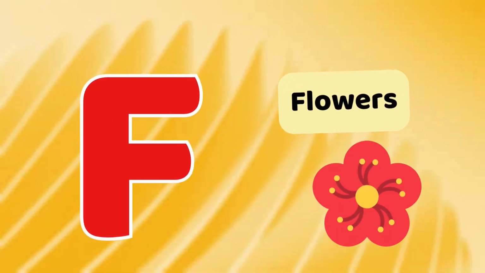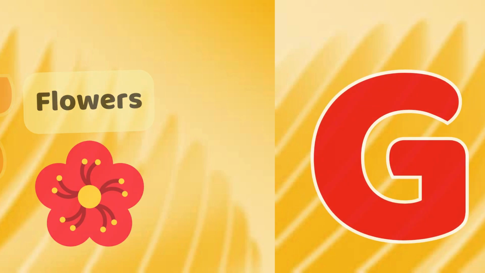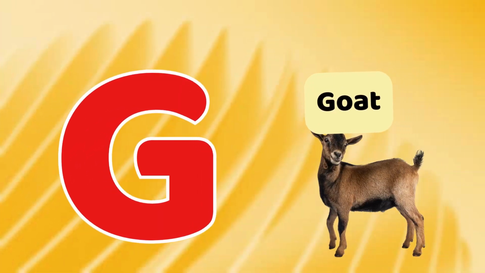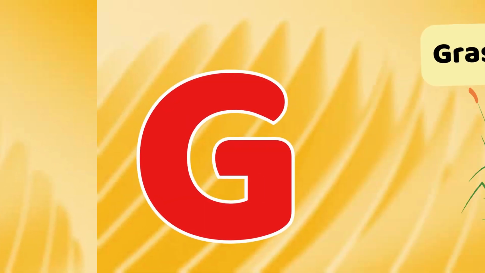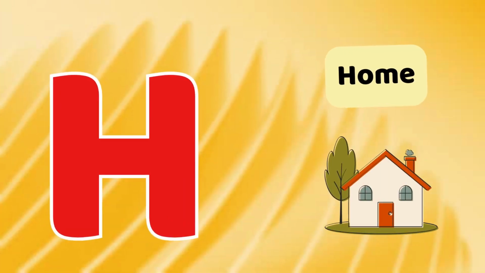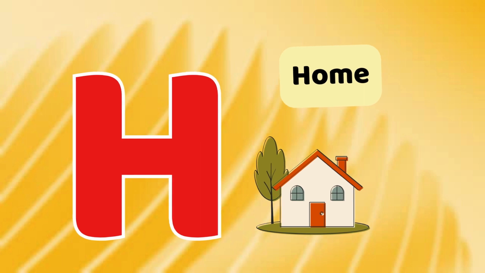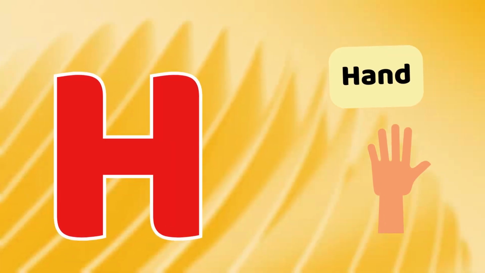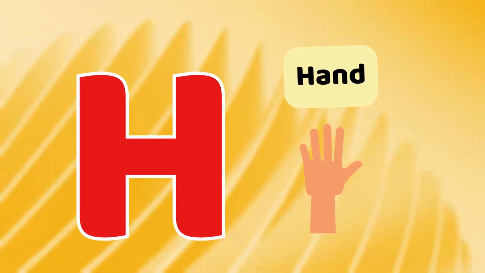F is for flower, f, f, flower. G is for goat, g, g, goat. G is for grass, g, g, grass. H is for house, h, h, house. H is for hand, h, h, hand.